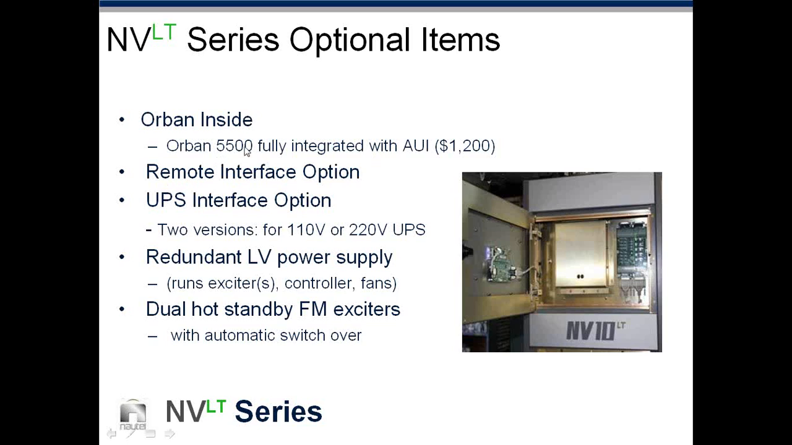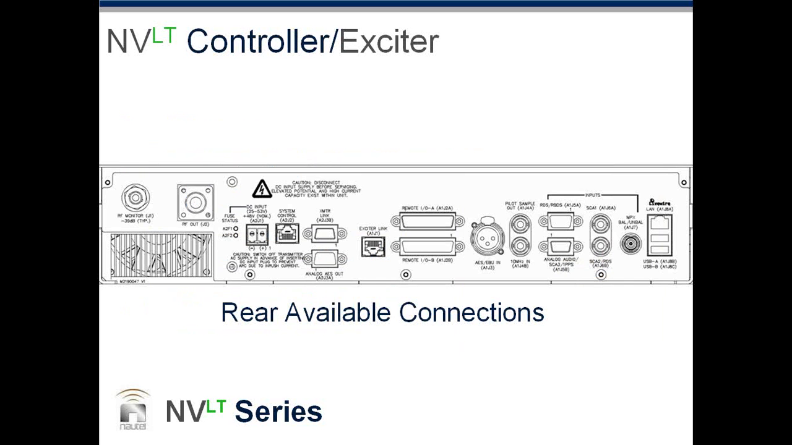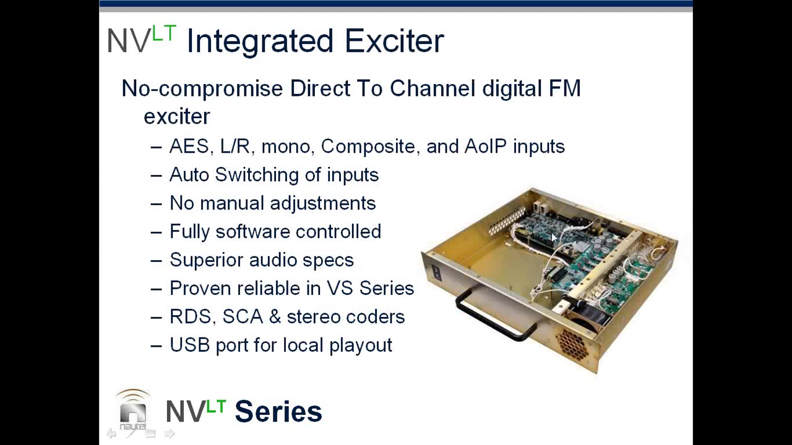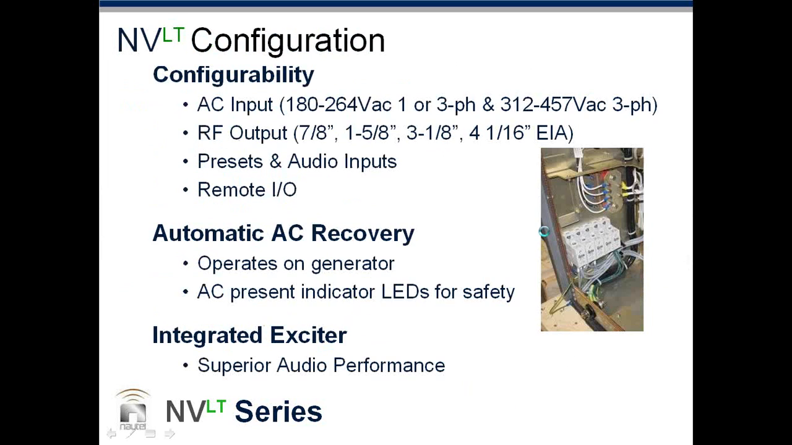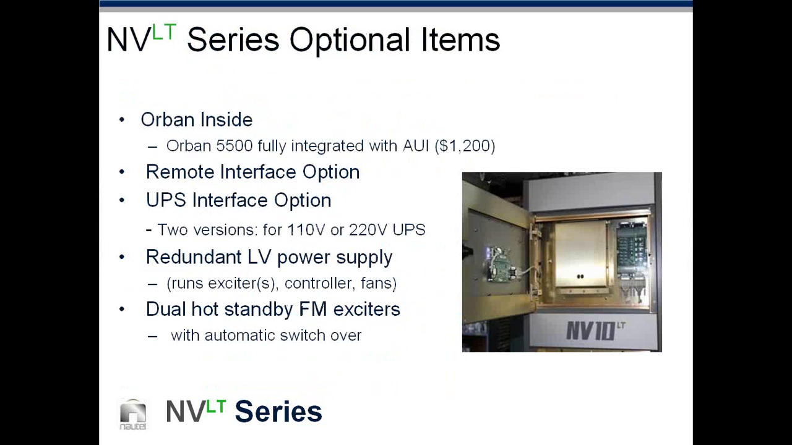Orban Inside, a fully integrated AUI version of the Orban 5500 series, is available for $1,200. It's a plug-in card, an optional card. Right, that's a card that actually piggybacks on top of the exciter card we saw in the previous picture. Yep, right in here is where it plugs in. And it can be installed in the field or it can be shipped configured that way. Okay.